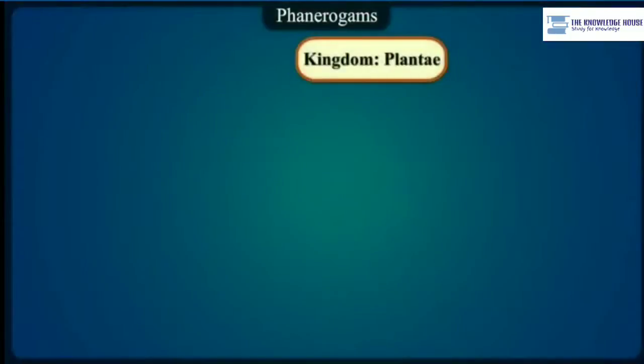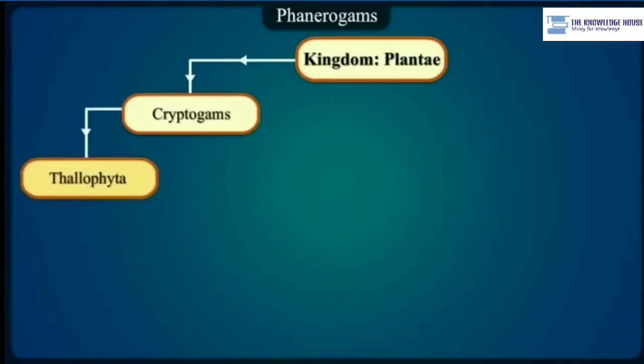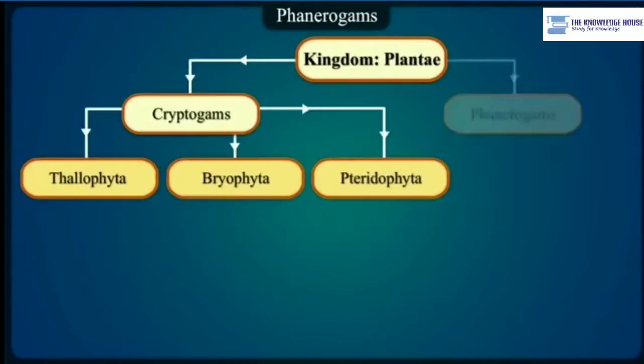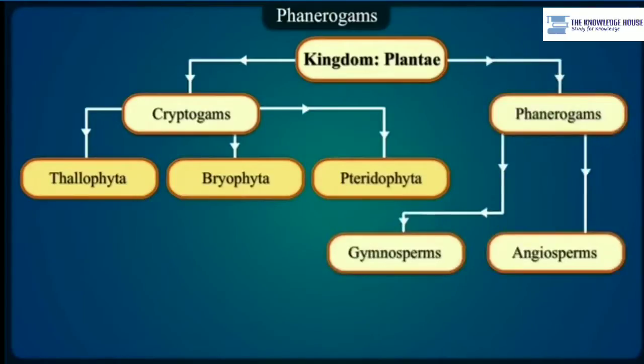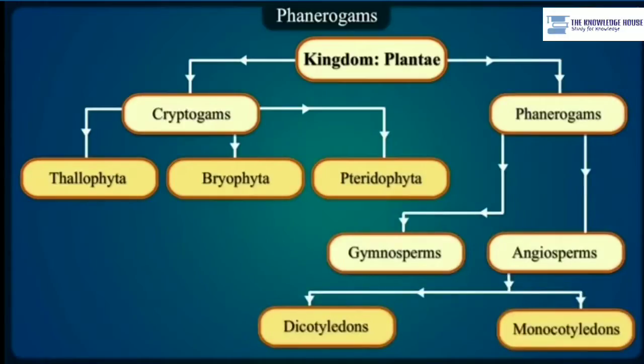Kingdom Plantae. Cryptogams: Thallophyta, Bryophyta, Pteridophyta. Phanerogams: Gymnosperms, Angiosperms. Dicotyledons, Monocotyledons.